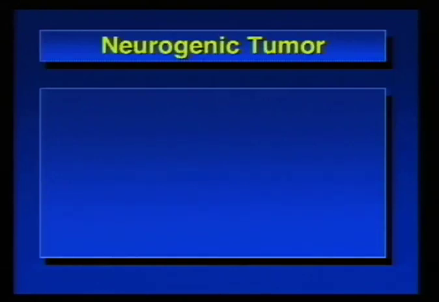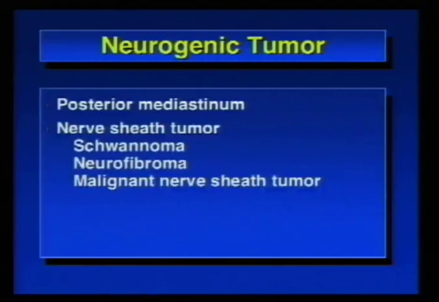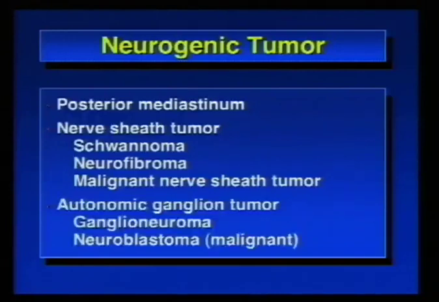So let's now move on. Let's talk about neurogenic tumors. So these are where? In the posterior mediastinum. What are some of the more common neurogenic tumors? Nerve sheath tumors, such as schwannoma, neurofibroma. And malignant nerve sheath tumors are actually pretty unusual, but schwannoma and neurofibroma are the ones to think about. And then the autonomic ganglion tumors can also be in the posterior mediastinum, and these include ganglioneuroma, neuroblastoma, for example, paraganglioma.